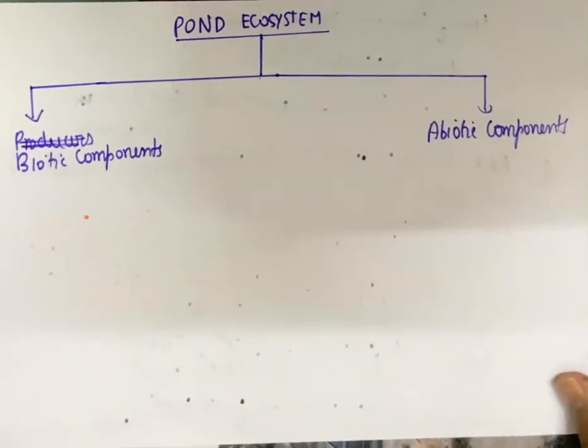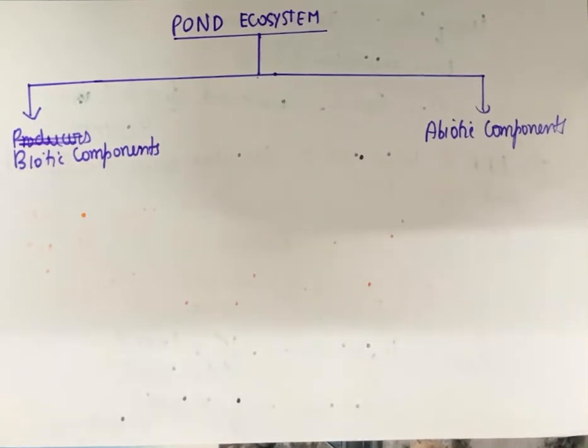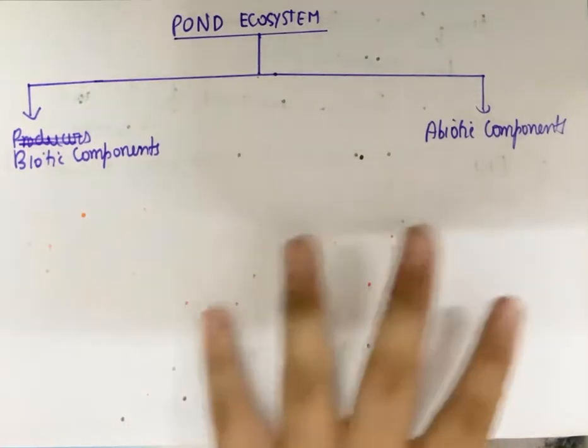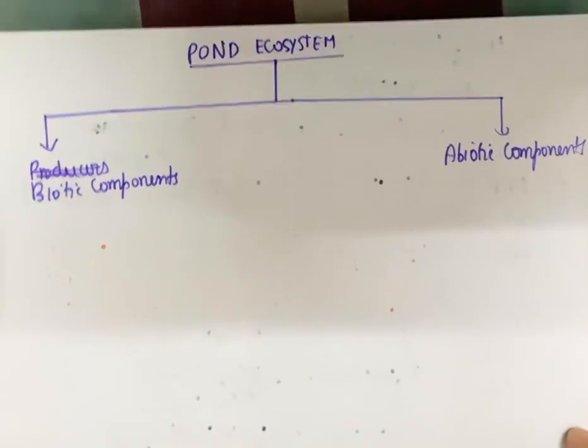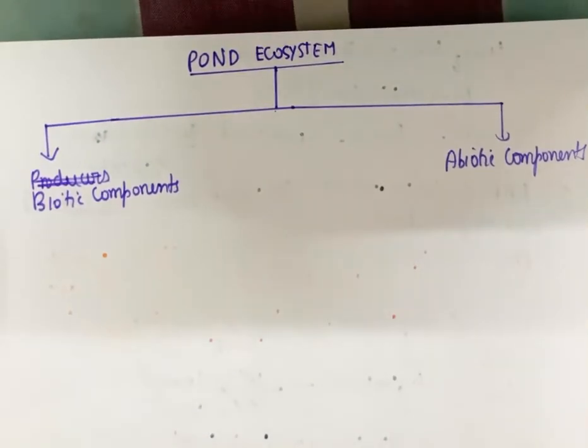We are doing the chapter ecosystem and we move on to quite an important and very interesting topic, which is a pond ecosystem. A pond ecosystem is given in your NCERT class 12 biology in the topic ecosystem structure and function. After understanding the structure and functioning of the ecosystem, it is an illustration which explains how a pond can actually become an ecosystem.